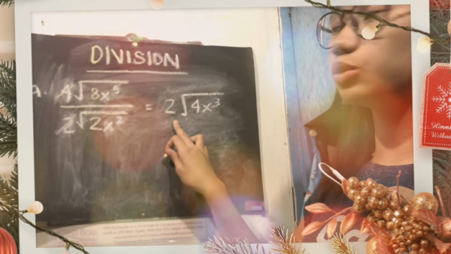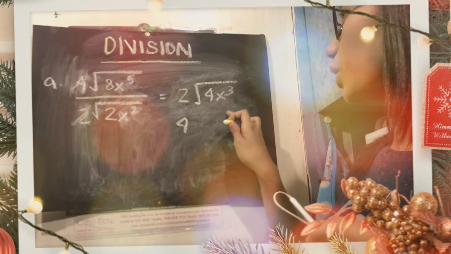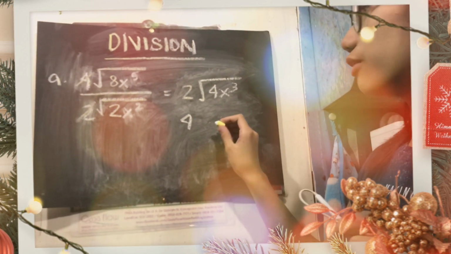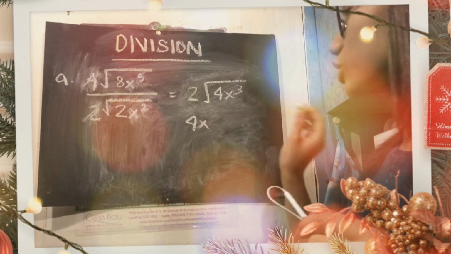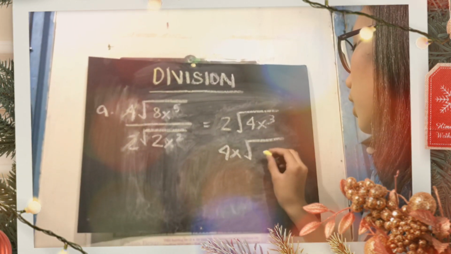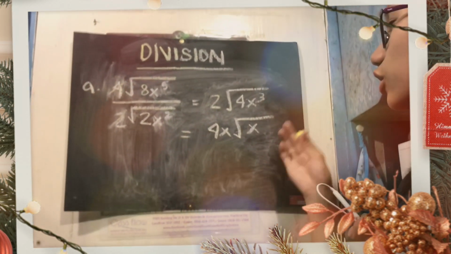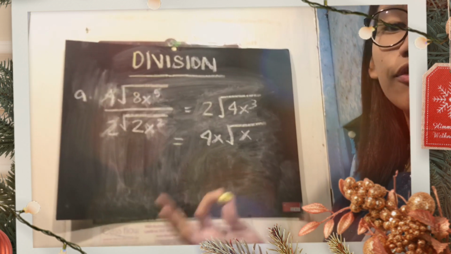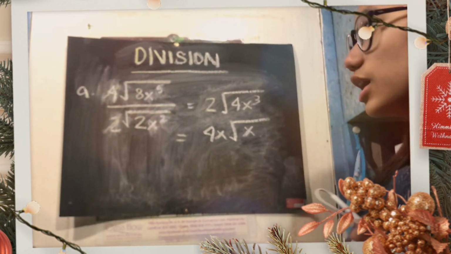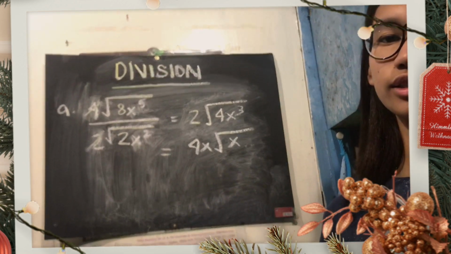Then we have 2 times 2 is equal to 4. What is the square root of x cubed? We have x, because the exponent 3 divided by 2 is equal to 1. 4x square root of x, that is the final answer, because in x cubed, we will be left behind with a 1x. So the answer is 4x square root of x.